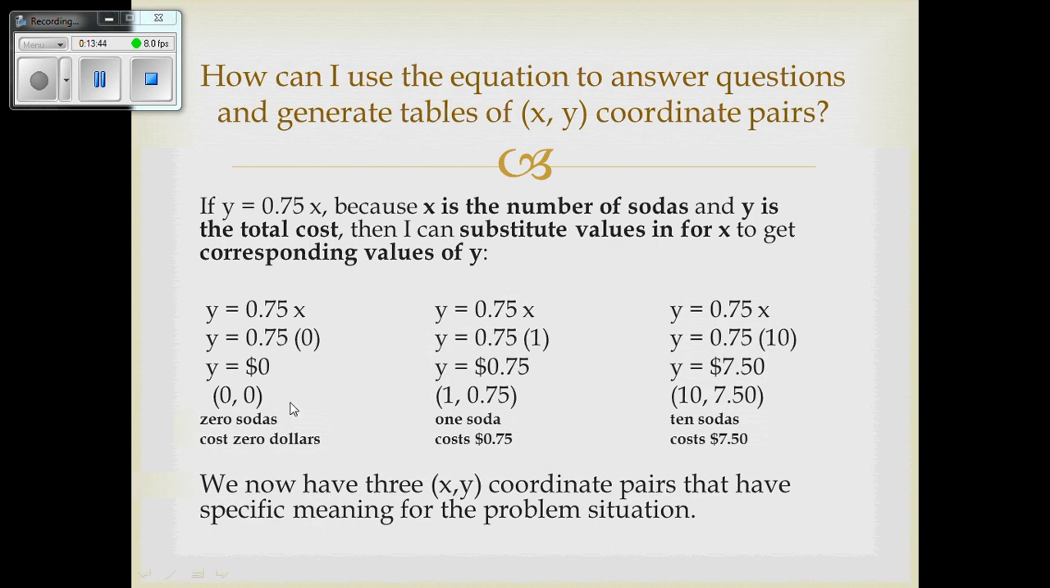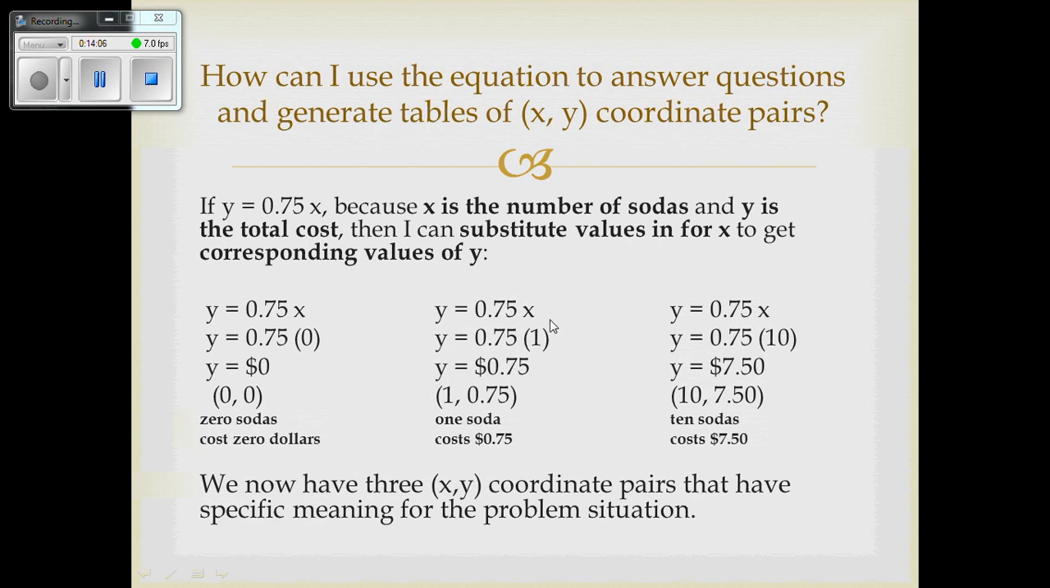What I have found is the y value that pairs up with the x value that I inserted into the equation. So what I have is the coordinate pair 0, 0. And what that means is that 0 sodas cost $0.